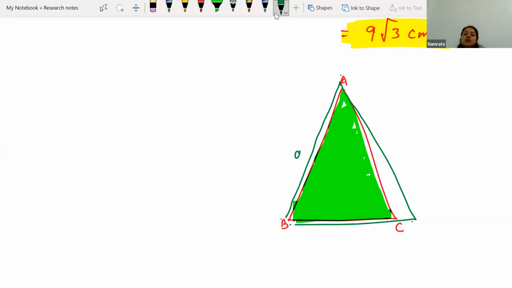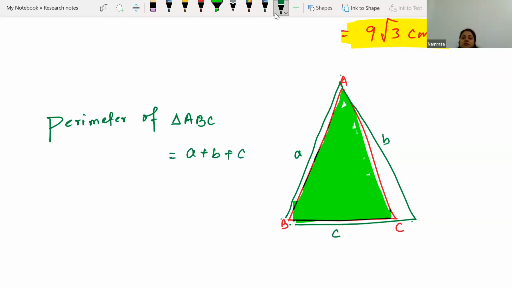So what's the formula for the perimeter of a triangle? Perimeter of triangle ABC will be, what is the formula for perimeter? As you said, perimeter is nothing but just walking along the boundary. That means A plus B plus C. That is the formula for the perimeter of this triangle.